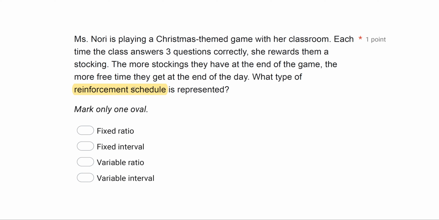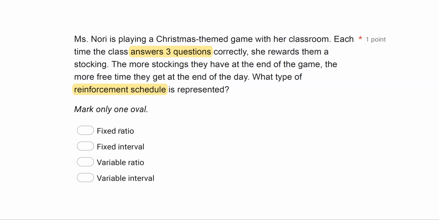Now, let's start with, is it a ratio or an interval? With a ratio, we're looking at a certain number of responses. With an interval, we're looking at an amount of time. So are the kids in the class dependent on a number of responses, or time? Well, it's responses, right? Because they need to answer 3 questions. So it's all based on responses. So we have a ratio schedule.